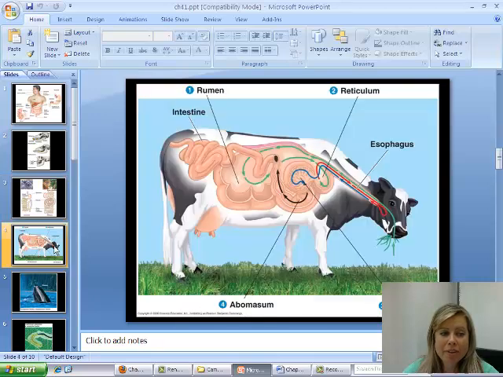So a ruminant is going to be something that chews their food twice. So the non-ruminants are ones that just chew their food and that's it. So a cow is a perfect example of a ruminant.